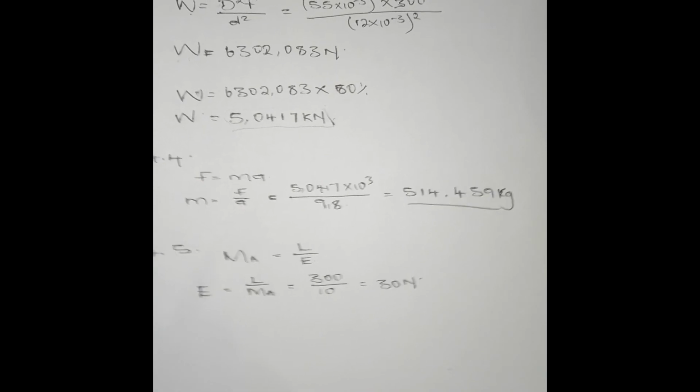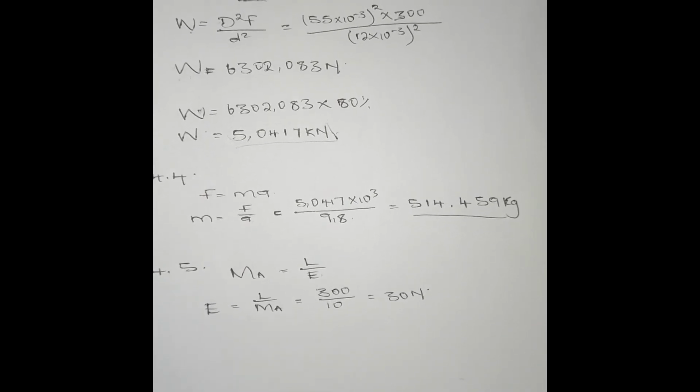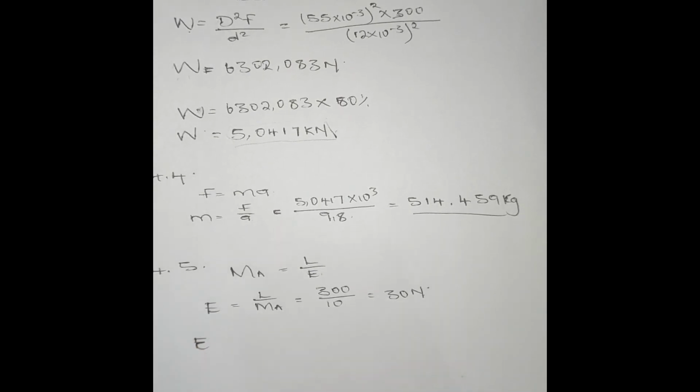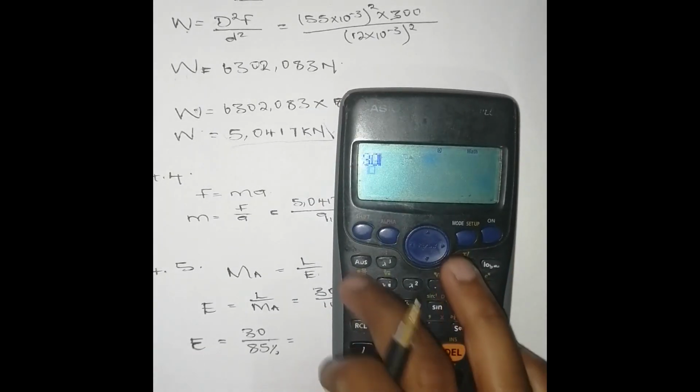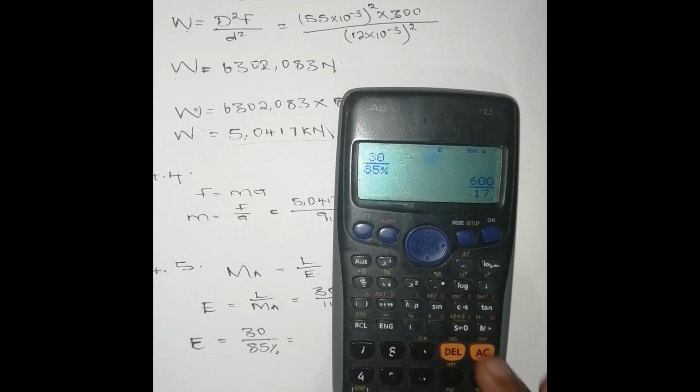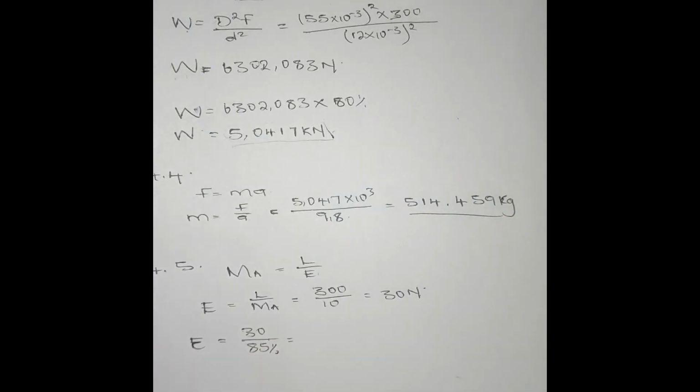But then we are told that the external operation of the system operates at 85% efficiency. So our actual effort is going to be this 30 over 85%, and we punch this into the calculator: 30 over 85 percent, we get 35.294 newtons.